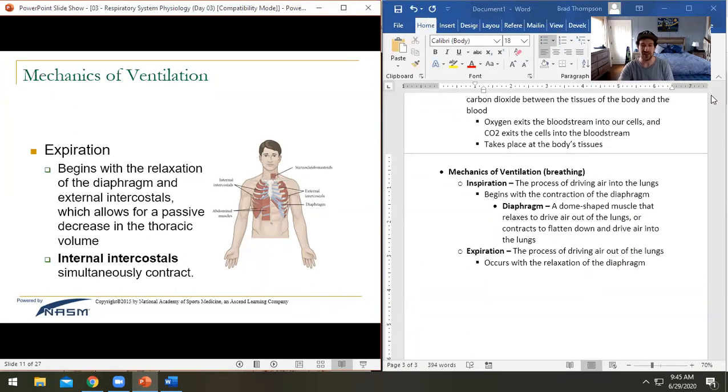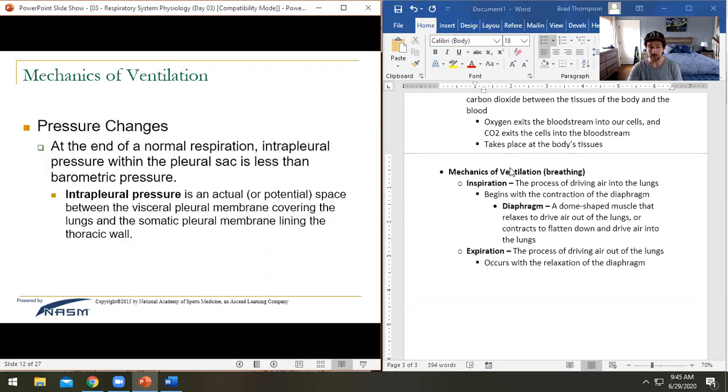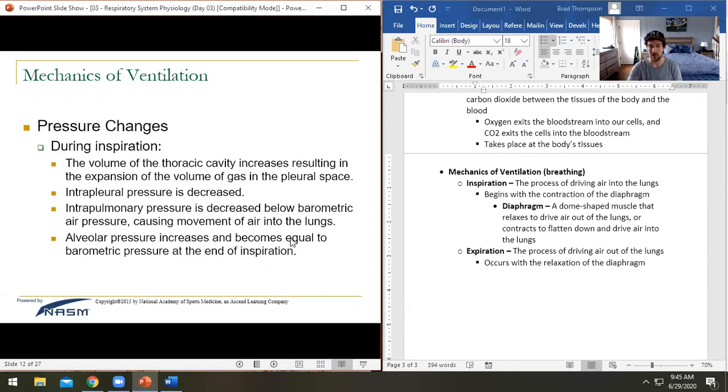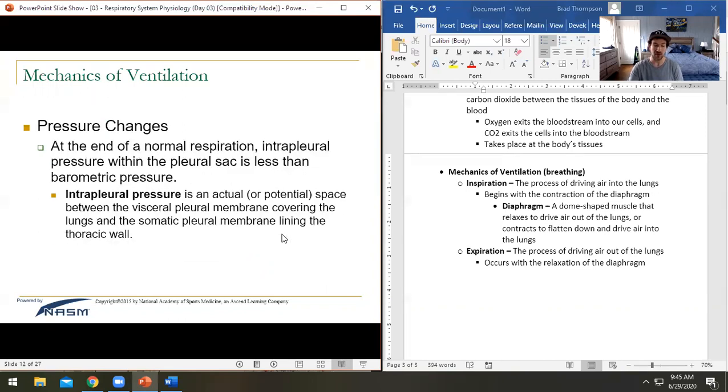Those are all going to contract during the expiration process. The inspiration process is primarily your diaphragm, but when those secondary muscles start to work, they keep your diaphragm from being able to do its job. So obviously this is really important. The main reason we want these muscles to work the way we want them to is because we need to have the right amount of pressure changes. And if you can't have those pressure changes, you're not going to be able to effectively breathe.